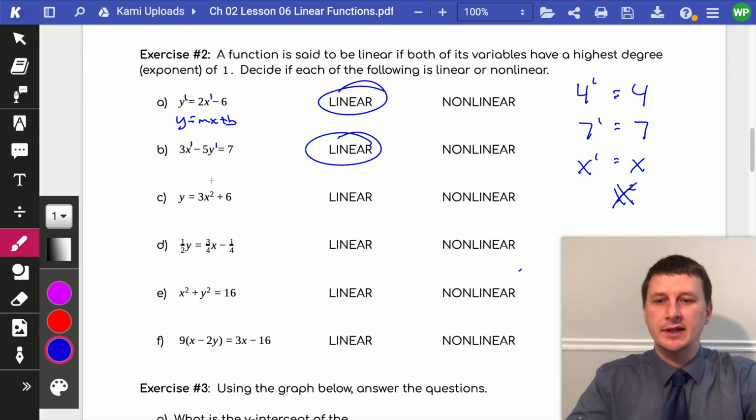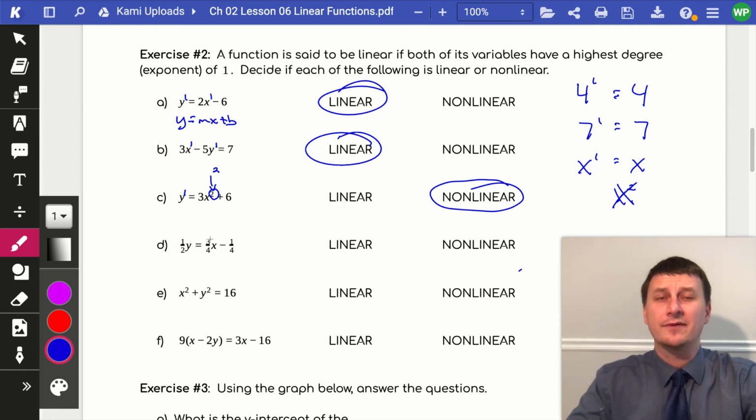In part C, y has an exponent of 1, but the x has an exponent of 2. So this one has a degree of 2, and that's higher than a degree of 1. So this one is nonlinear because the x is squared. That's not allowed in a linear function.